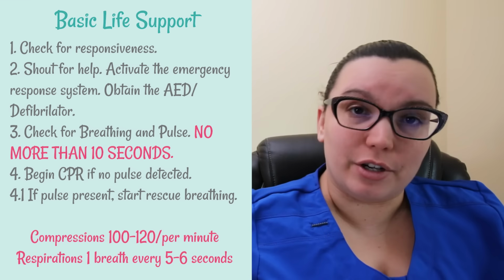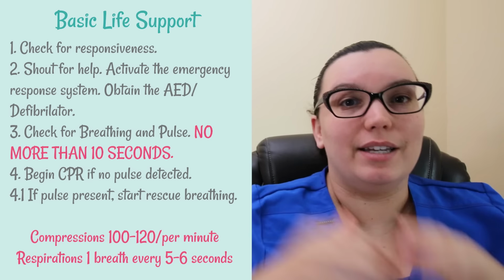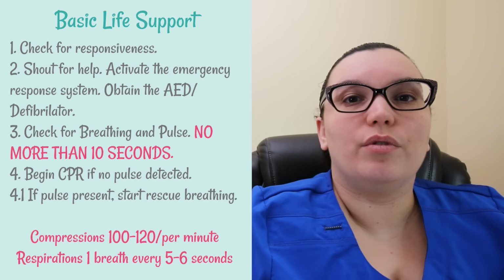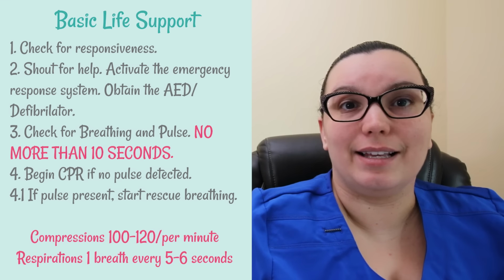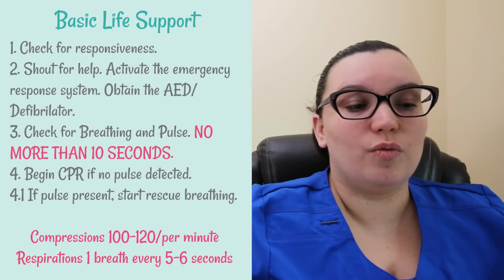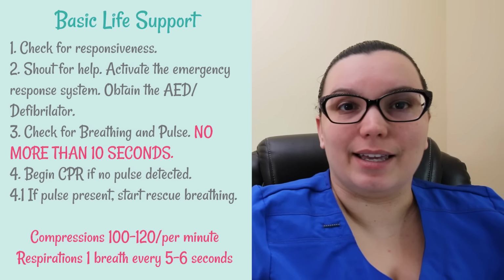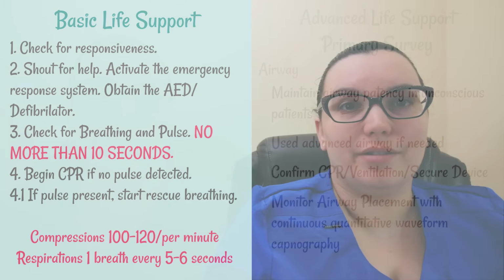When you're doing compressions, the main number one thing, you see it in red, is you need to do 100 to 120 chest compressions per minute. That is ACLS guidelines as well as BLS guidelines. Respirations, 1 every 5 to 6 seconds. You do not want to do more than that because you can actually hyperventilate the patient.